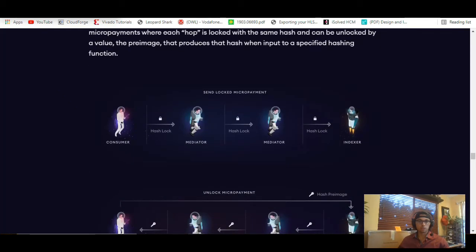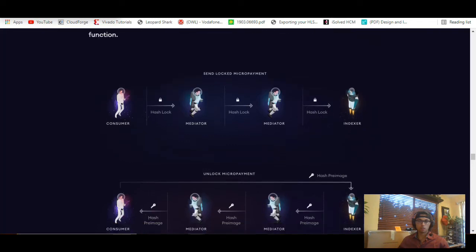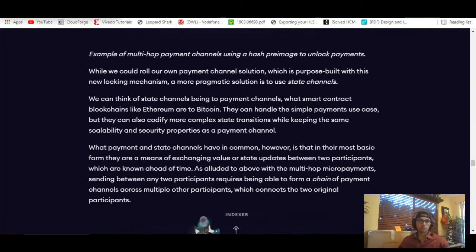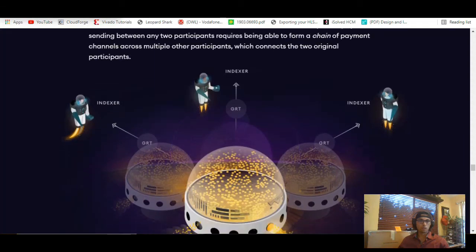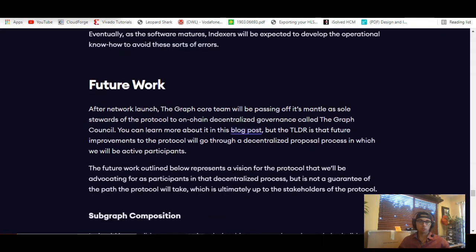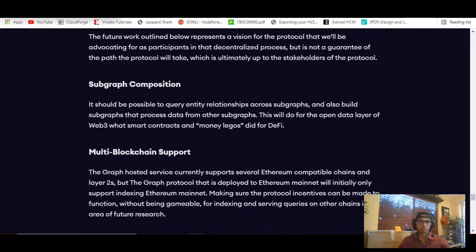This is not super interesting. Consumer: the micropayment that was mentioned earlier that the consumer pays gets locked by a mediator, and then it gets unlocked once the transaction is fulfilled. Future work. This is subgraph 101.